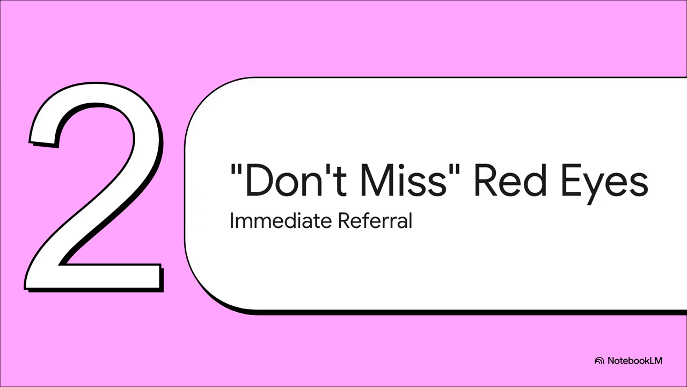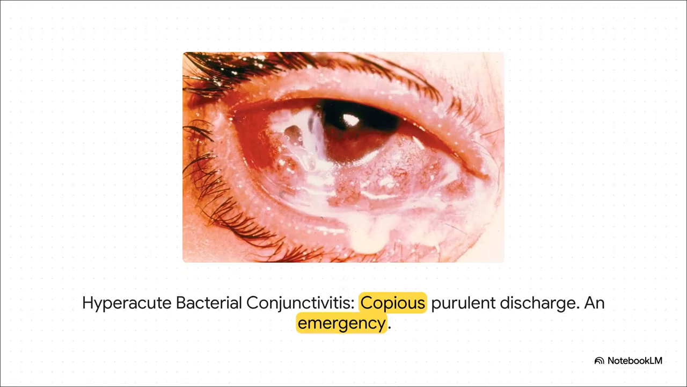All right, now for the most important part, spotting the true emergencies. These are the red eyes where any delay in getting them to an ophthalmologist could literally cost a patient their vision. First on our don't miss list is hyperacute bacterial conjunctivitis.